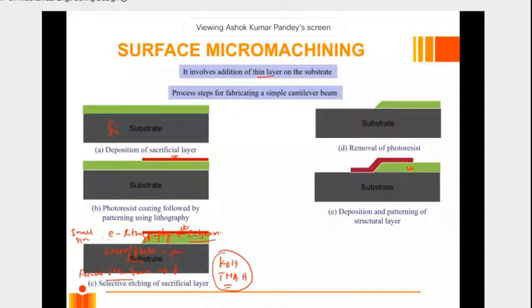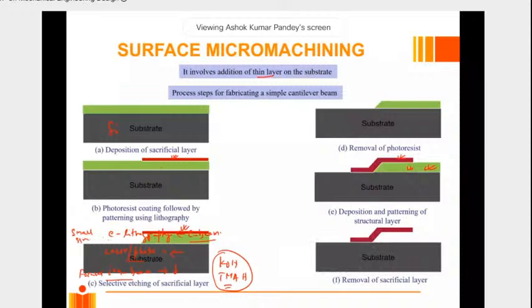Now the next target is you have to remove this so that it will come out as a cantilever. So you have to again remove that, and you will get a layer of this kind. Okay, so that is using dry etching or something. You can do it even using wet etching. Many people try to do it. So this is all the etching mechanism through which we try to remove these sacrificial layers.